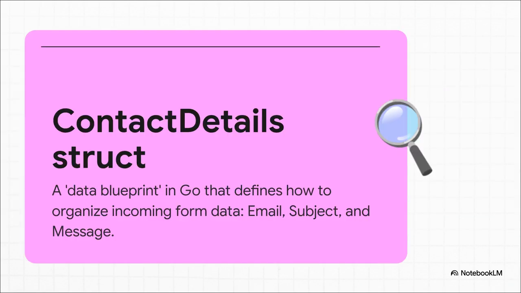And this struct, right here, this is our data blueprint. It's like a perfectly designed filing cabinet. We're telling Go, hey, the data we're expecting will have an email, a subject, and a message, and they're all going to be strings. This keeps everything organized, predictable, and safe from the moment it comes in.